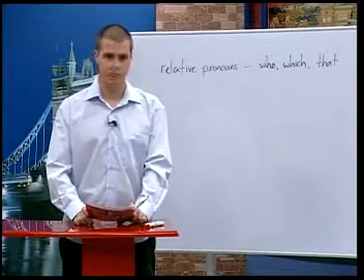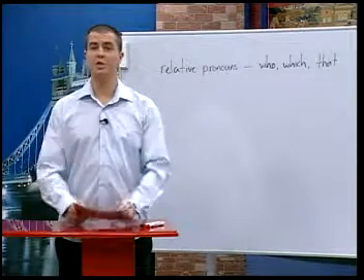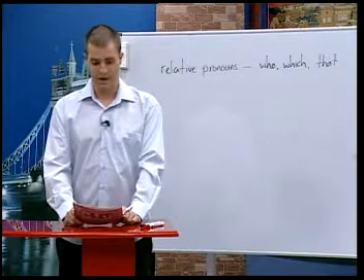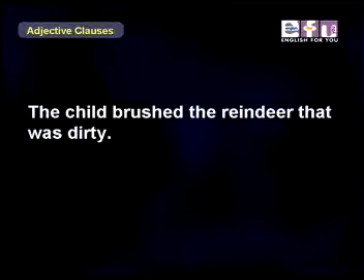The man is who. And in the fourth sentence, that were singing outside is the adjective clause, introduced by the relative pronoun that, and it modifies the noun carolers. The noun carolers and that are the same thing. So adjective clause pronouns can be used as subjects. Have a look here. The child brushed the reindeer that was dirty.